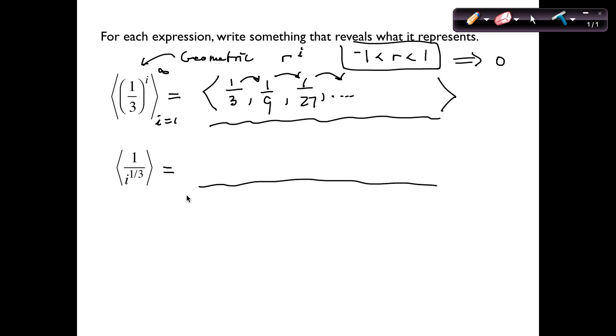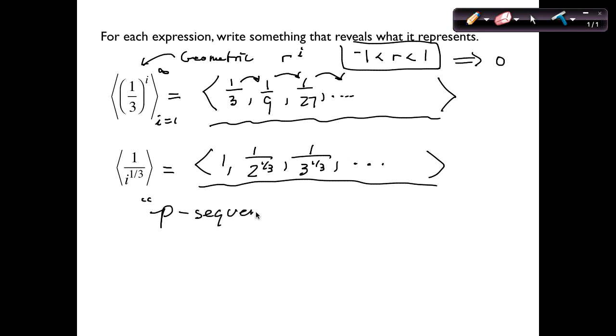Okay, what about this one? What's the first one in this list? 1. Then 1 over cube root of 2. 1 over cube root of 3. Is this geometric? Not geometric. Geometric is where you have some constant number to the I. This is a P sequence: 1 over I to the P.